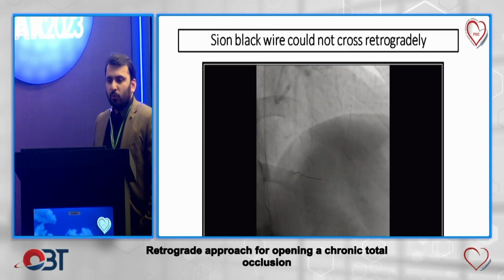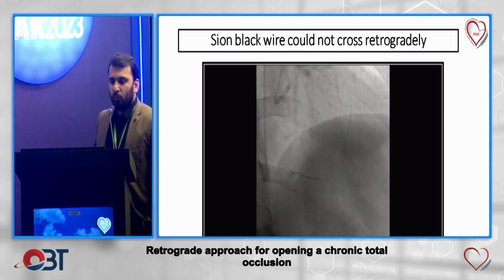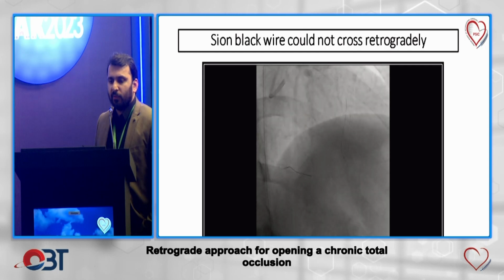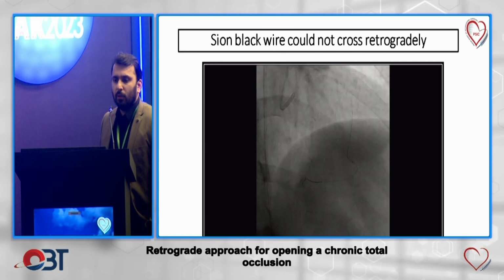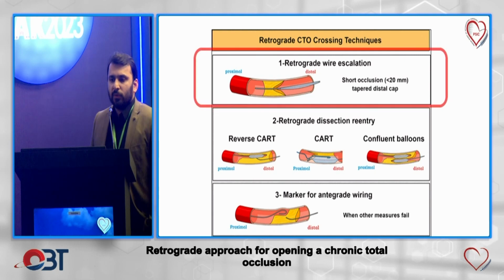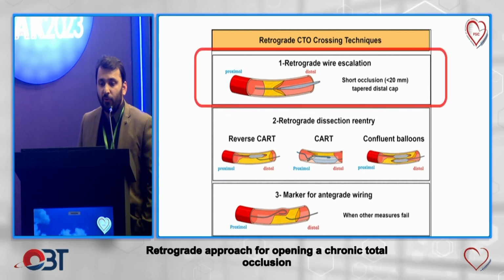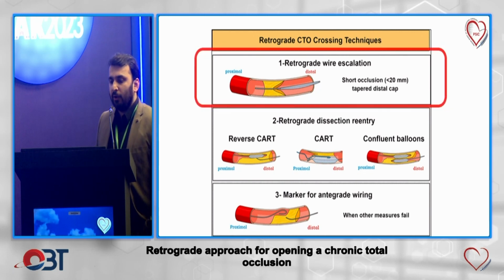So I tried to cross the Sion Black retrogradely through the plaque, because generally the distal fibrous cap is tapered, and it often allows even the softer wires to cross retrogradely, but the Sion Black wire could not cross. So what are the options now? Either we go for retrograde wire escalation or retrograde dissection re-entry, or we keep it as a marker for the antegrade wiring.